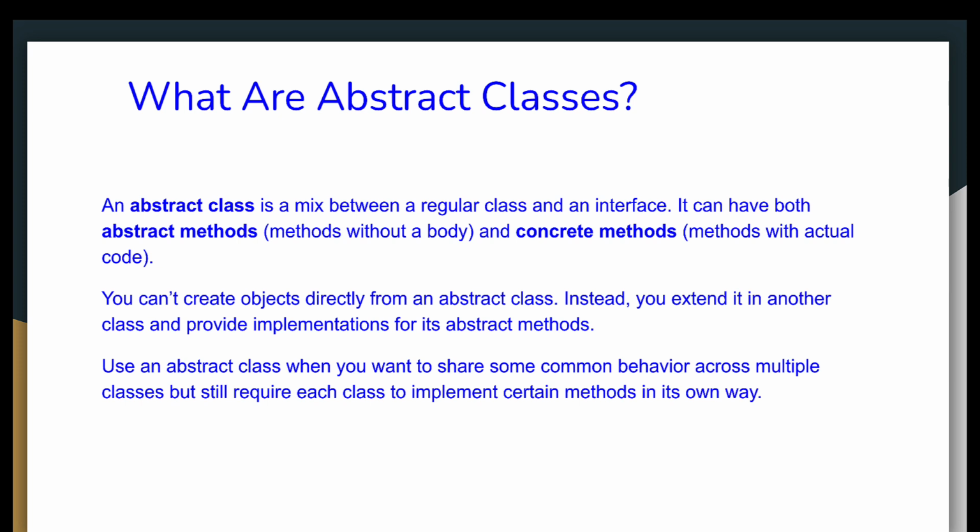Use the abstract class when you want to share some common behaviors, for example across multiple classes, but still require each class to implement certain methods in their own way. That's when we use abstract classes.